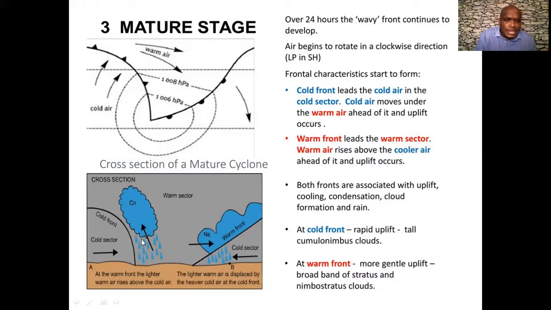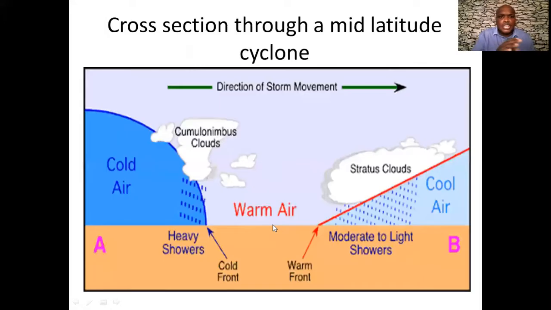Then what else you need to understand is that the cold front is associated with a high amount of, or heavy, rains. And then your warm front is associated with light showers, as you can see from this diagram. As you can see again, in this diagram, the cross section of a mid-latitude cyclone. We have the cold front leading the cold air behind. Then we have the cumulonimbus clouds, associated with what? With heavy showers. We have the warm sector there. Then we have the stratus clouds. Then the warm front is associated with moderate to light showers.